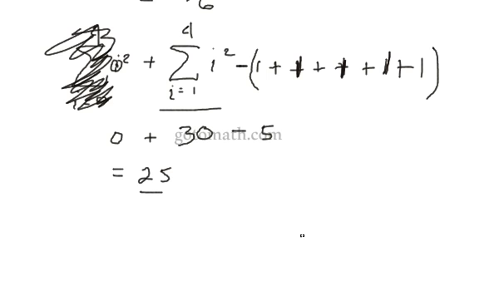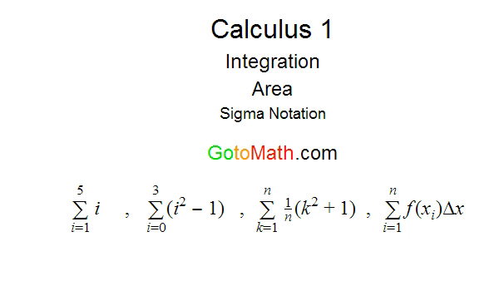Okay. Alright, let's look at another one. So this time we're going to look at this one here. We're going to be summing up going from 0 to 3 of i squared minus 1. Wait a minute, we just did that. Never mind. Let's go to the next one here.